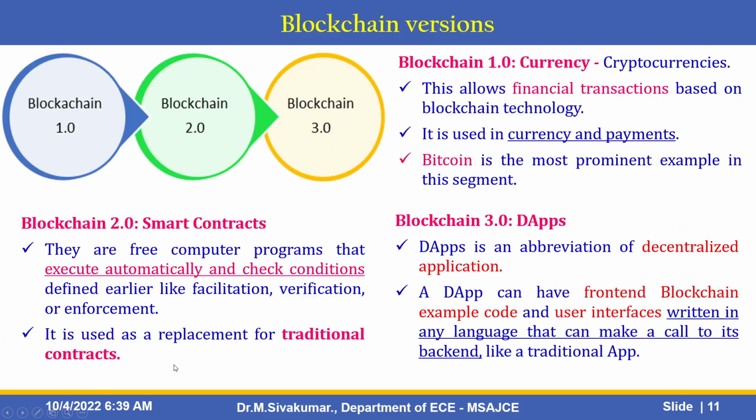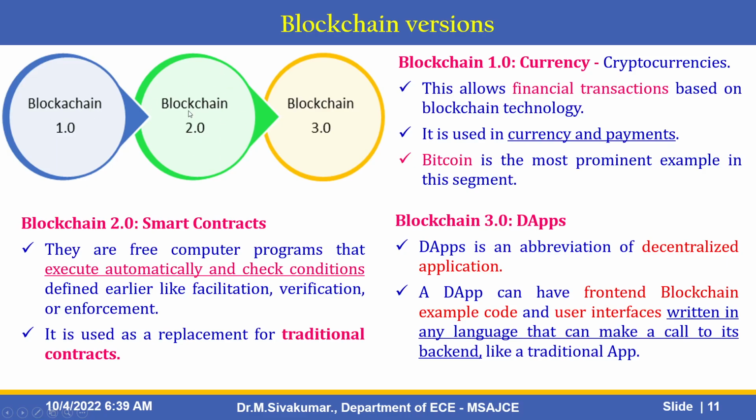Then these are the blockchain versions. Blockchain 1.0 is the invention version. It is related to currency. Currency is nothing but cryptocurrencies. This allows financial transactions based on blockchain technology. It is used for currency and payment transactions. Bitcoin is the most prominent example in this segment.